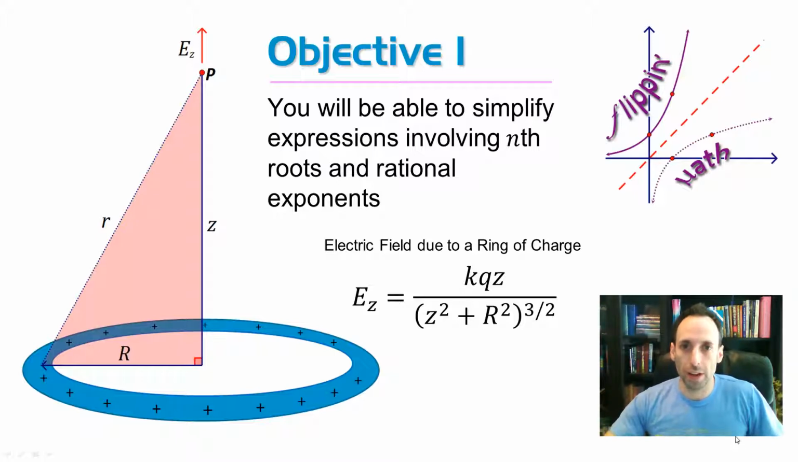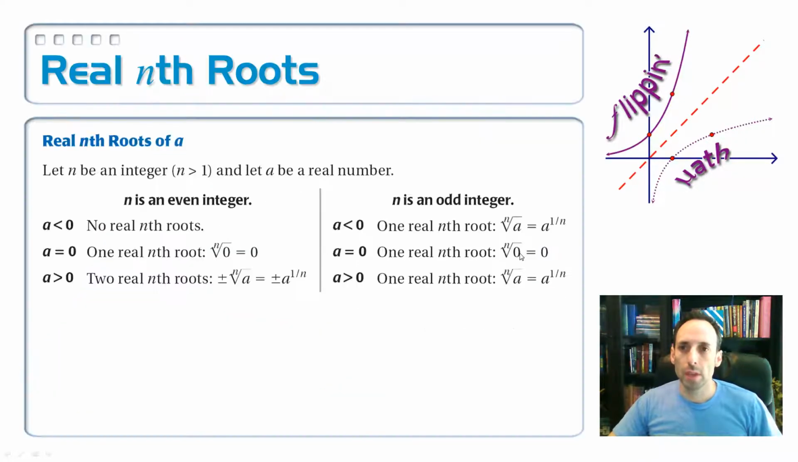So, back in objective 1, talking about rational exponents and nth roots. Those two things mean exactly the same thing as we just saw. So take a look at this equation again. So far we've talked about, say, an exponent that's 1/2, but now we have 3/2 on the bottom of this one. What does that mean? And we're going to examine that in this video.